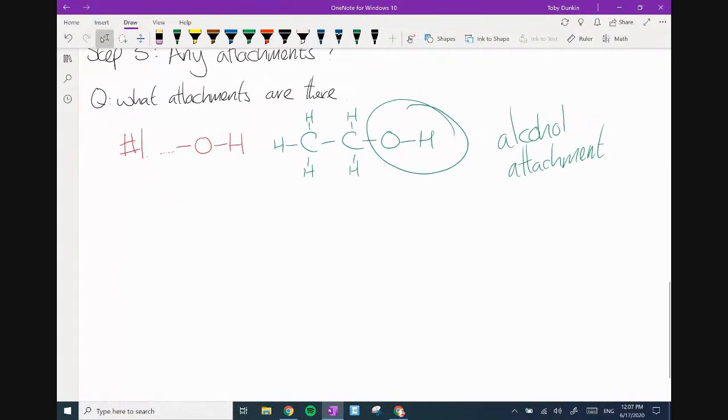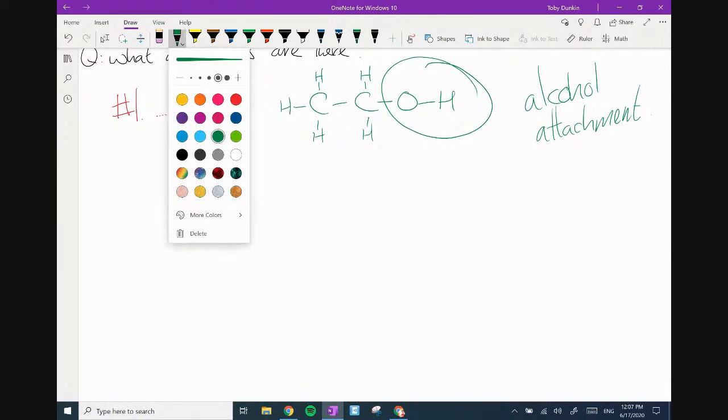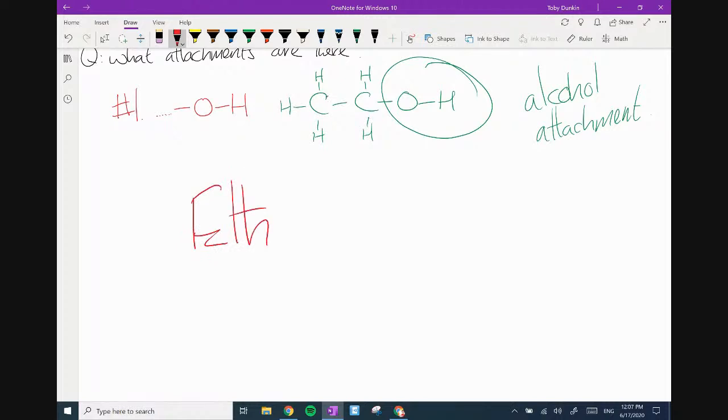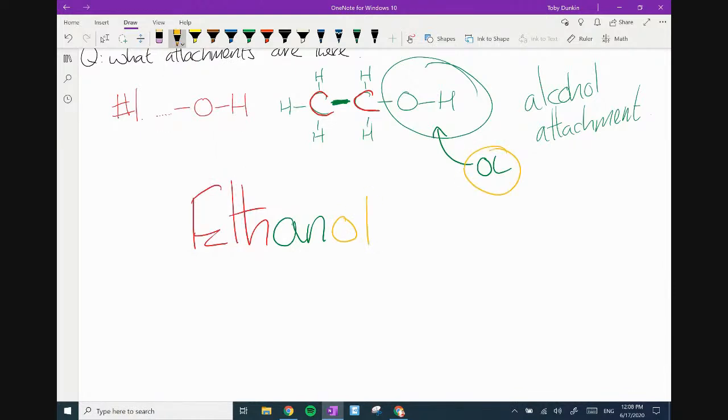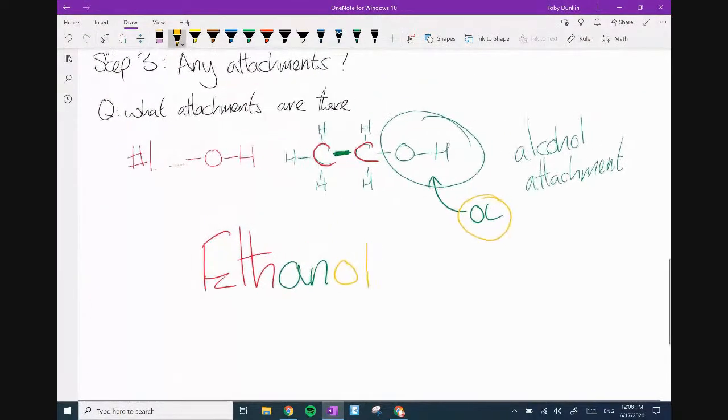Now you gain a third part to the name. Let's build it. The reason why it's eth is two carbons. Next one, ane, because of the carbon-carbon single bond. There we go, ethane. Now we gain a new ending, which is ol, not a capital. It replaces the E. You can't just add an ending like that, because ethaneol is wrong. We get rid of the E and it becomes ethanol. So we gain these attachments, and this is how you identify families.